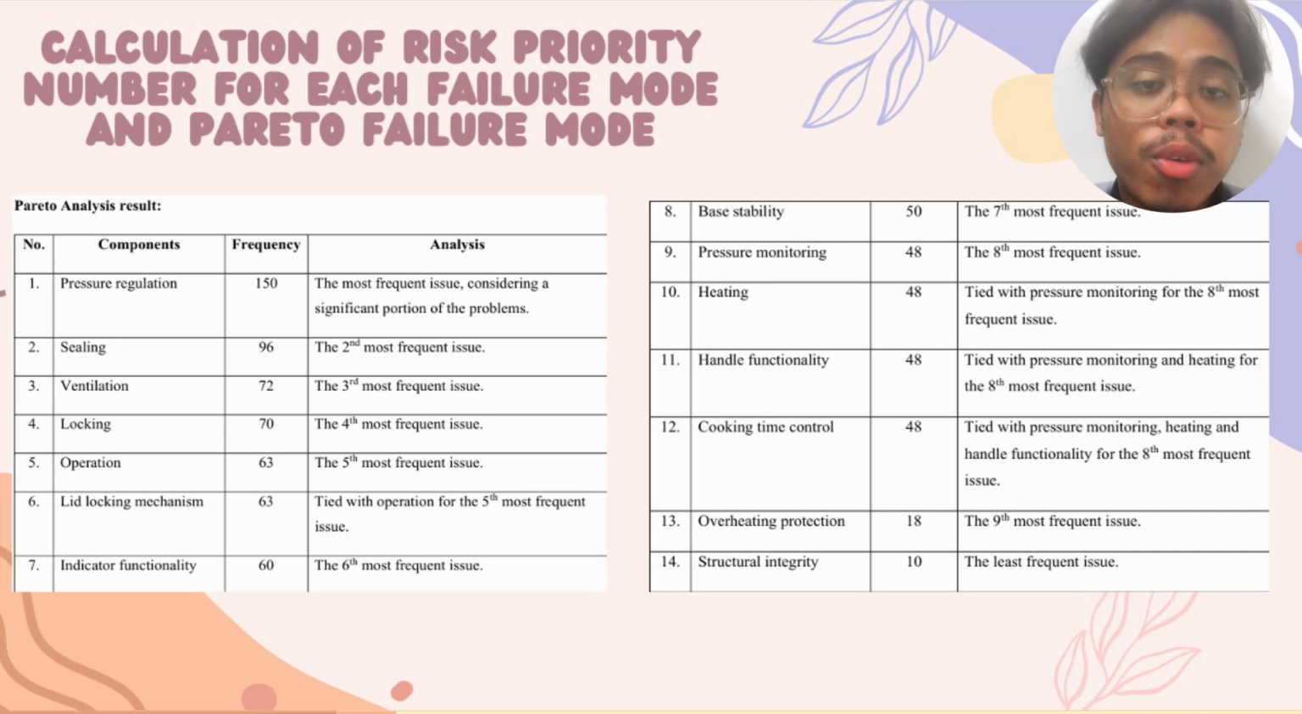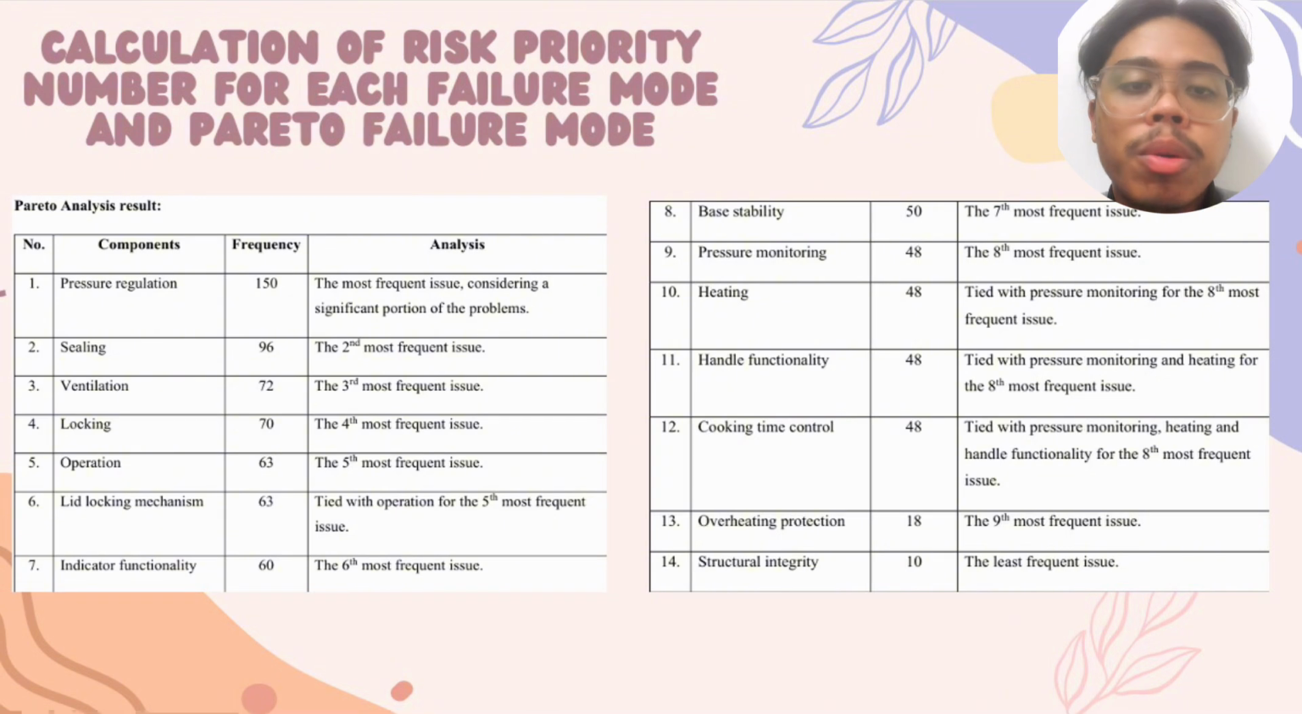For the calculation of the risk priority number for each failure mode, the Pareto analysis focuses on the calculation of the RPN for each failure mode and the identification of critical failure modes. From the Pareto analysis, we identified that pressure regulation, sealing, and ventilation are the top 3 most frequent issues, with frequencies of 150, 96, and 72 respectively, accounting for a significant portion of the problems.